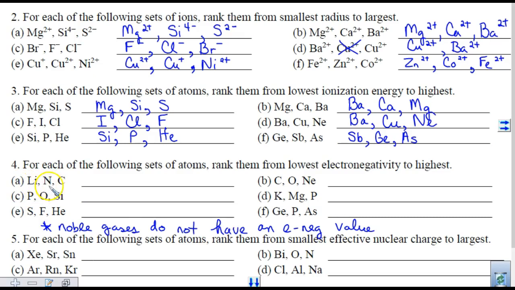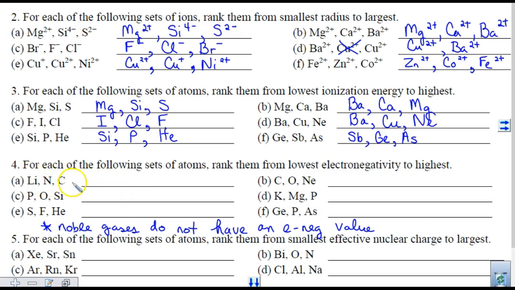We've got lithium, nitrogen, and carbon. Electronegativity is the measure of how well the atom attracts the electrons that are involved in a bond that it's bonded to some other atom. Well, the more effectively it can attract its own electrons, the more effectively it's going to attract those in a bond. So that goes with our effective nuclear charge increasing as we go across. So electronegativity increases as we go across.